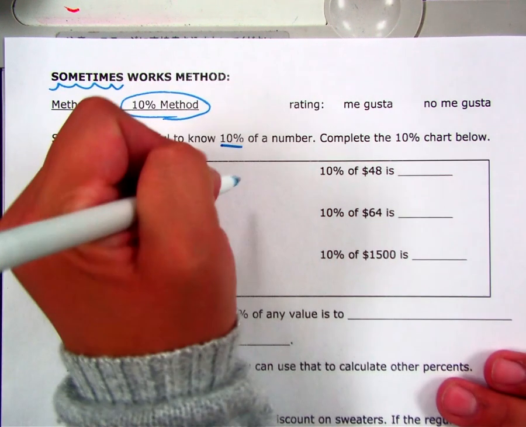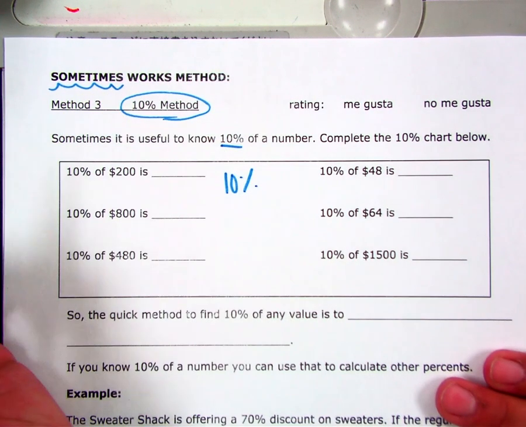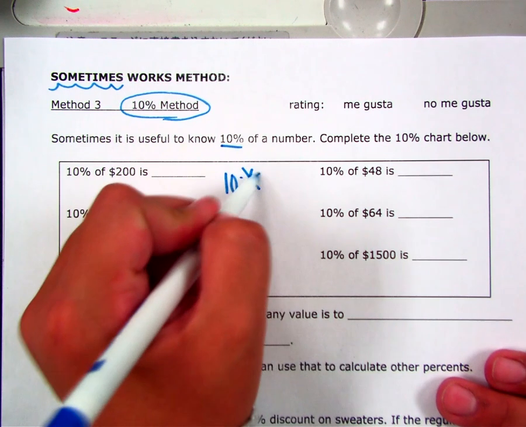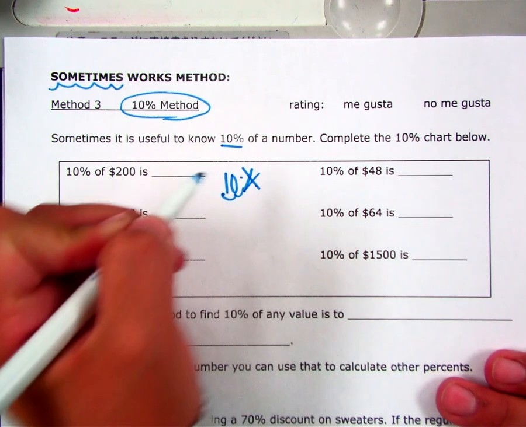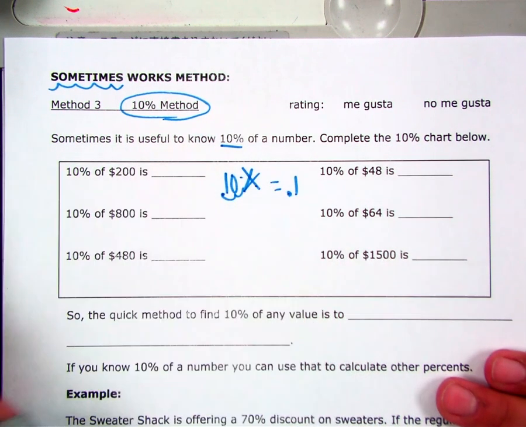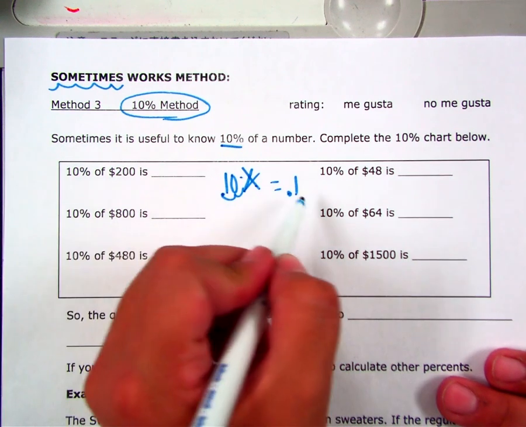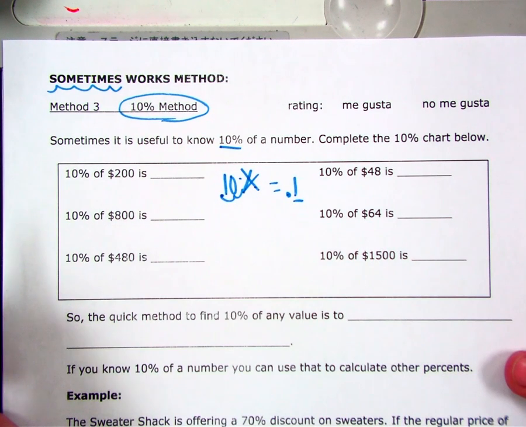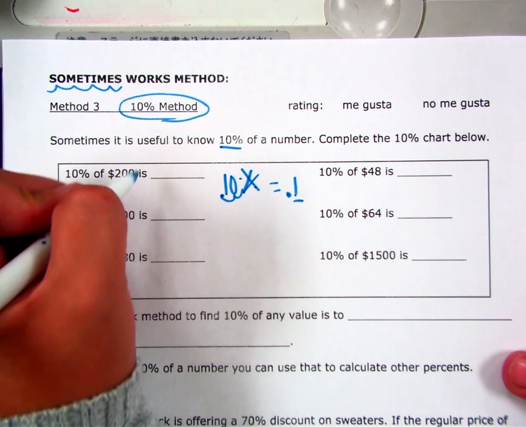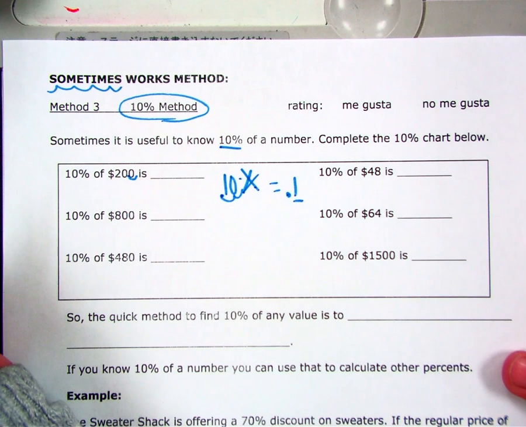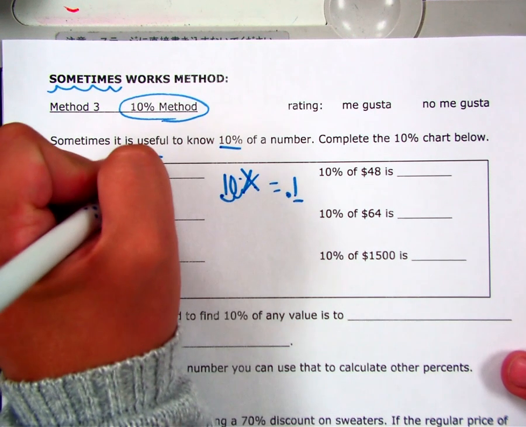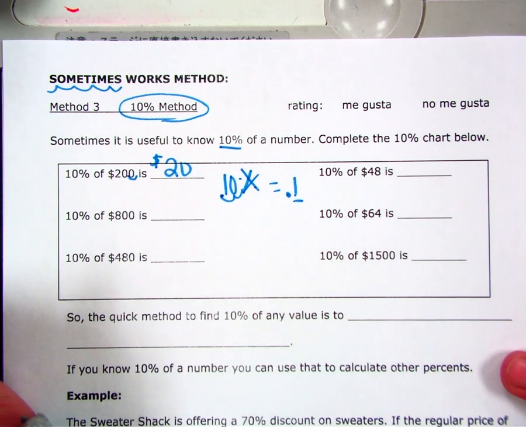Well, how would we find 10% of a number? Well, 10%, if I change that to a decimal, I can chop that off, move 2 times to the left. 10% is just 0.1. How many place values are behind that decimal? Well, it's only one place value this time. So I bet that means I can move one place value to the left. 10% of 200 is $20.